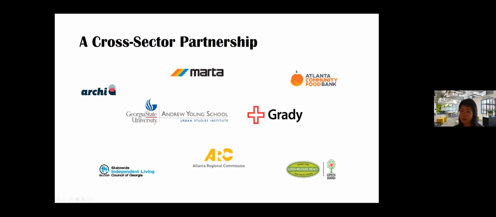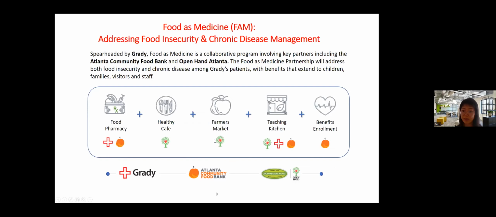So we have a cross-sector partnership as every other S4A project. We're based at Georgia State University, and we have close partnerships with MARTA, where Chris is now at, and Grady, the healthcare partner. And we also have partners from governments such as ARC and nonprofits like ARCHI, which is the collaborative initiative promoting public health and healthcare access. And on the other side, we have these partners for food as medicine, like Atlanta Community Food Bank and Open Hand Atlanta, who work with Grady Health Systems in creating this food as medicine program, which some of you in the audience might be very familiar with. This is an initiative, again, targeting both food insecurity and diet-related health conditions. And in our case, we focused on diabetes and hypertension.